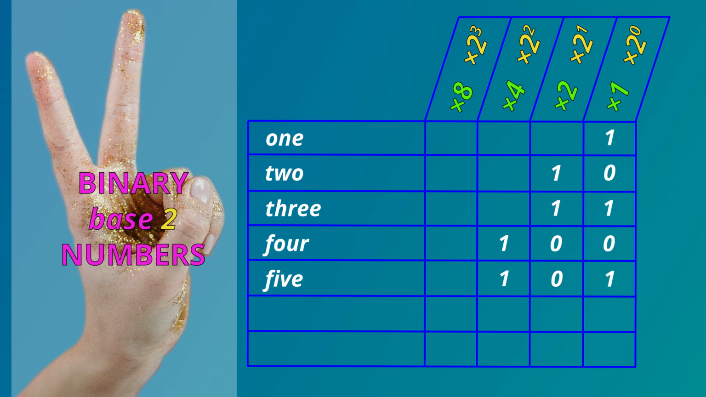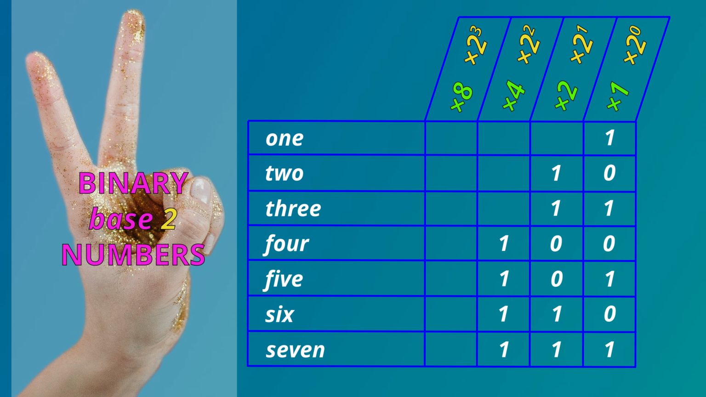5 is equal to 4 plus 1, so we write a 1 in the times by 4 column and a 1 in the times by 1 column. In binary, that's 1, 0, 1. 6 is equal to 4 plus 2. We write a 1 in those columns to indicate their value is present, and zeros in the rest of the columns. In binary, we say 1, 1, 0.